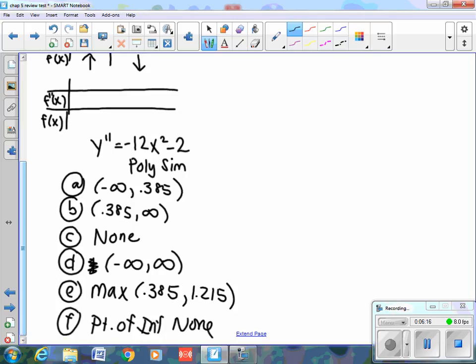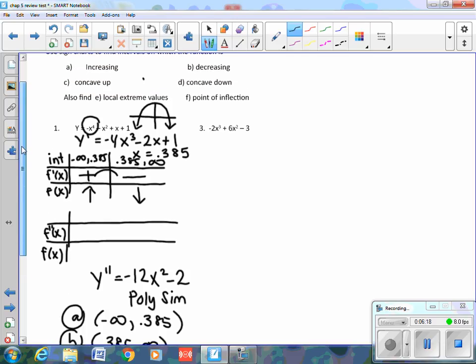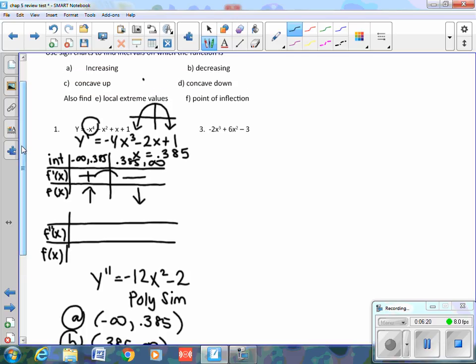You don't have a point of inflection because you don't ever go from concave up to concave down. So that one is done. Okay, the next one. Again, I need to find y prime and y double prime, so I'm just going to do that first. Negative 6x squared plus 12x. And this one's a negative 12x plus 12.